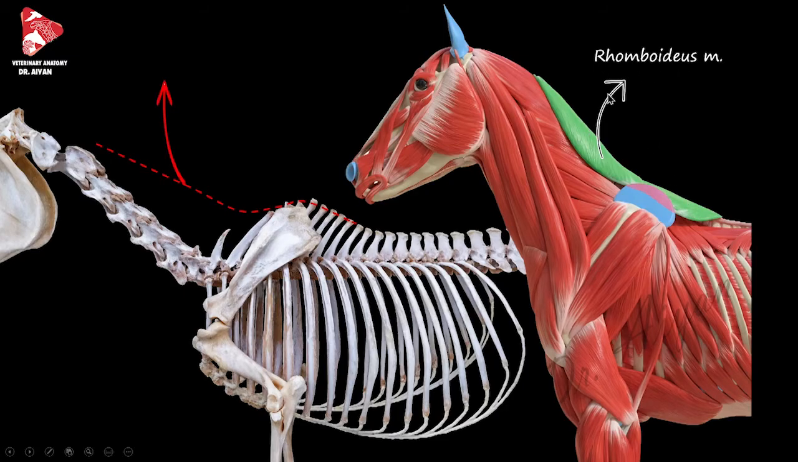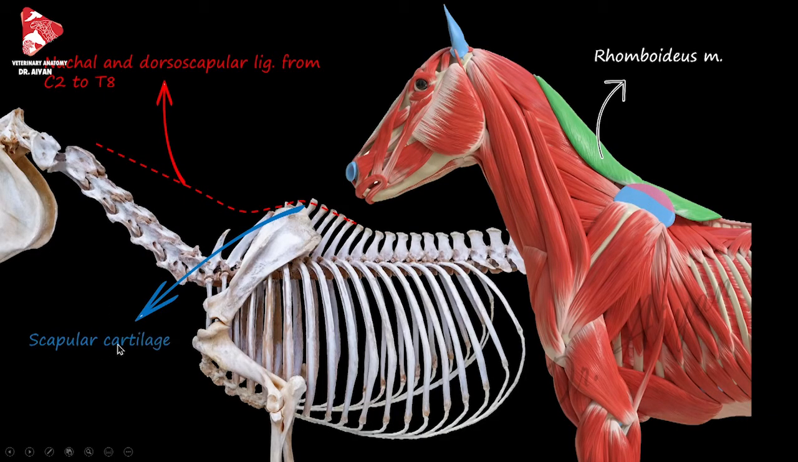The cervical part of the rhomboideus muscle is the one which originates from the median raphe there, while the thoracic part of the rhomboideus muscle is the one which originates from the dorsoscapular ligament, as we mentioned before. Both parts insert to the scapular cartilage. Again, please don't forget, to the medial surface of the scapular cartilage and to the medial surface of the dorsal border of the scapula.